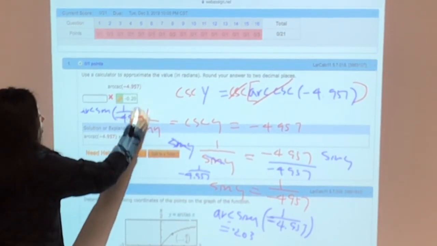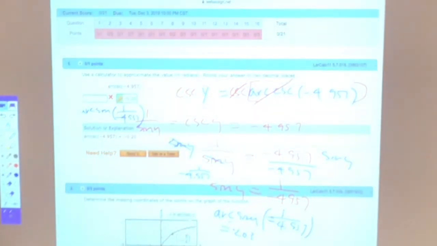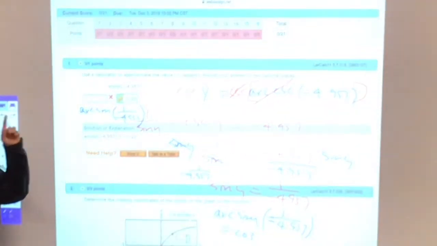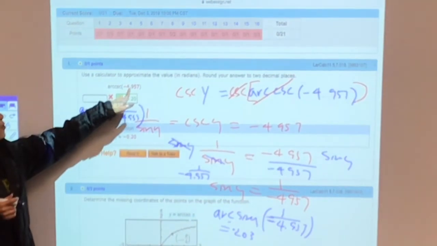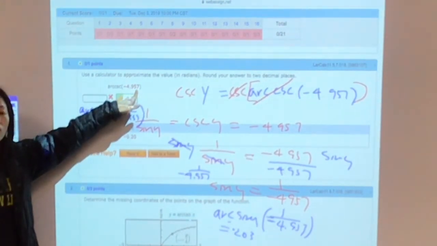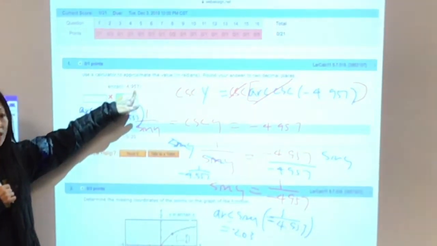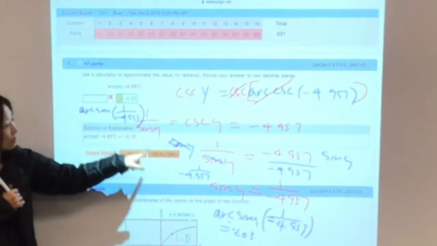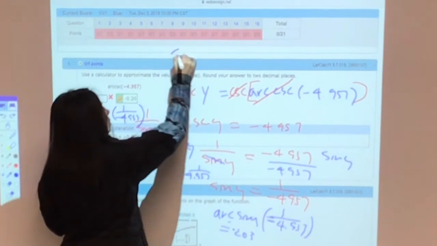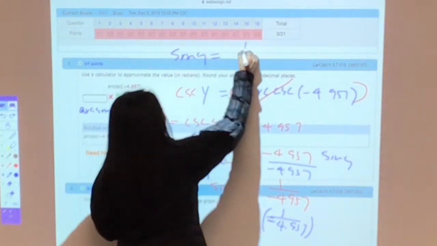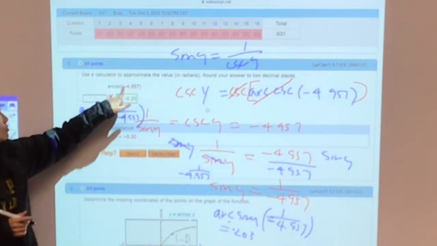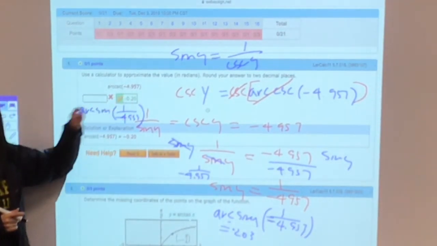Wait, so is that the inverse of sine? Yeah, the inverse, arc sine. So remember this: cosecant of negative 4.957 means 1 over this number for sine. That's why you have a 1 over this number, because it's a sine. Remember the relationship. Sine y is the same as 1 over cosecant y. So you have to do 1 over this number. Yes, ma'am, I got it. Does it make sense to you? Yes, ma'am. Thank you.